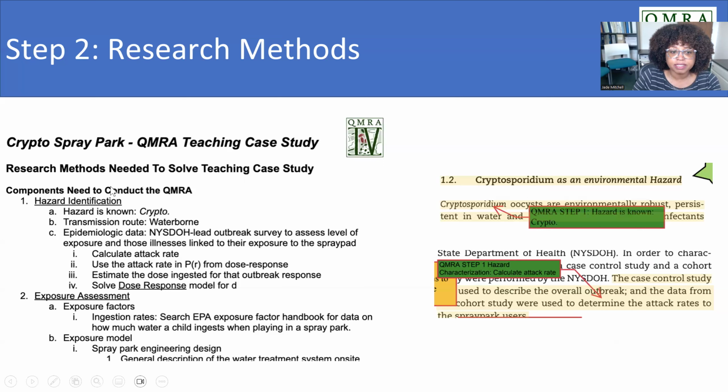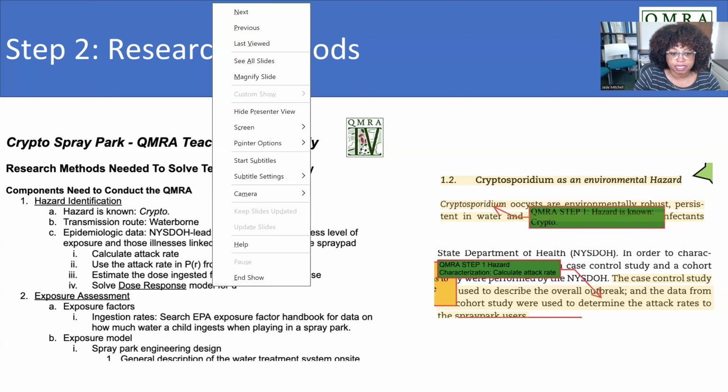So components of this QMRA that we've identified are the hazard identification: the hazard is known, it's Crypto, and the transmission route is also known, it's waterborne. And there's outbreak data from which we can calculate an initial probability of illness to go backwards through our dose response model to determine what exposure dose resulted in that level of risk.